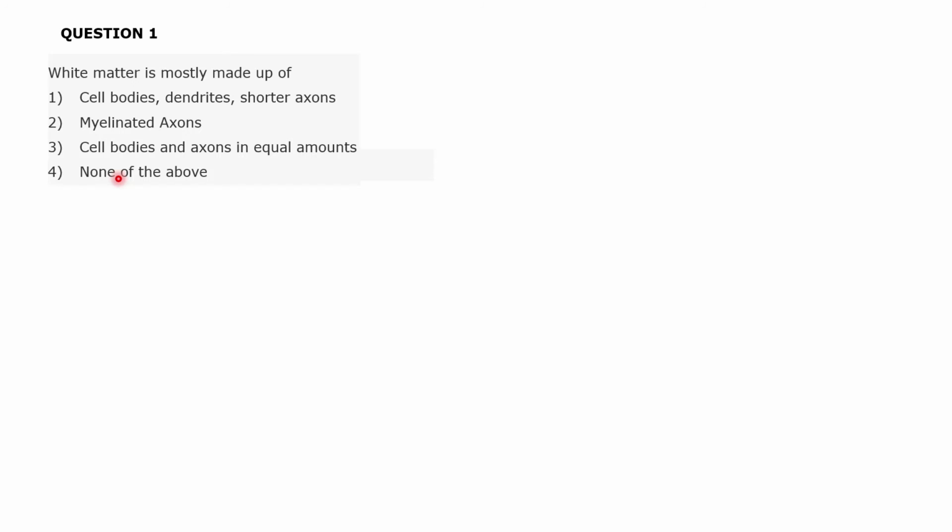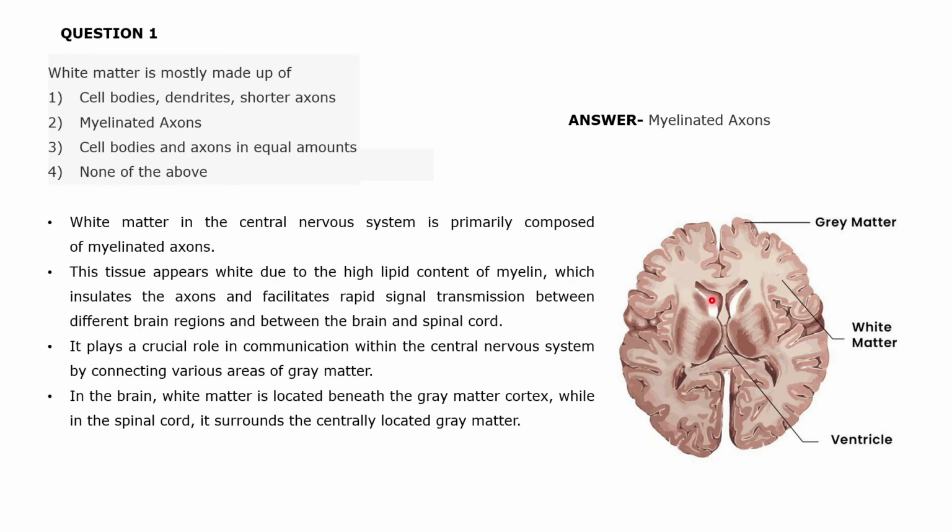So the answer to this question is myelinated axons. I will give a brief explanation of what white matter is and why it is mostly composed of myelinated axons. There's a figure here and also some description. You can see that this is a part of a brain, a cut portion of the brain.